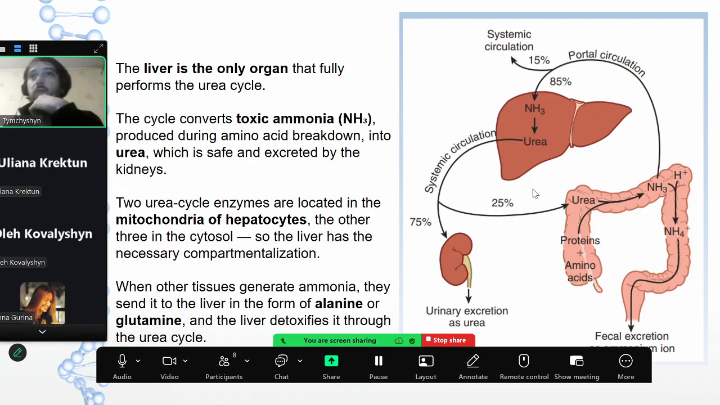Good. Here is one more scheme of what is happening to all those chemicals. Here you have systemic circulation. So the liver is basically the only organ that is able to fully perform the ornithine cycle or the urea cycle. The cycle converts toxic ammonia, so NH3 is toxic for us, that is produced during the amino acid breakdown, the scheme I have shown you previously, into urea, which is safe and excreted by kidneys.